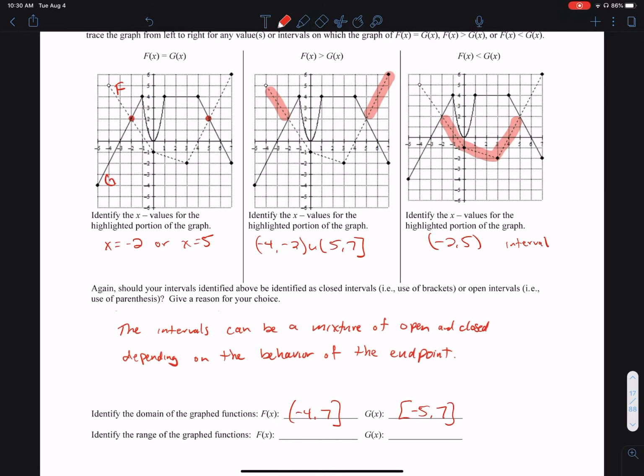What are the range of f? Range of f goes as low as -2 and goes as high as 6, both inclusive. The range for g goes as low as -4 and as high as +4, both inclusive because they're solid dots.